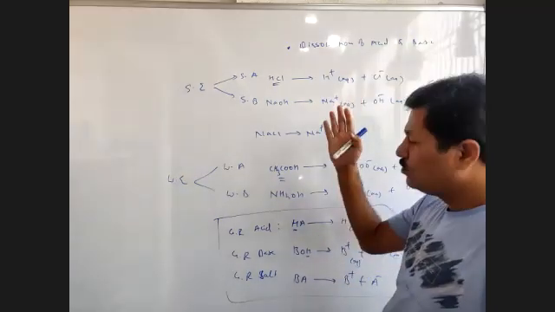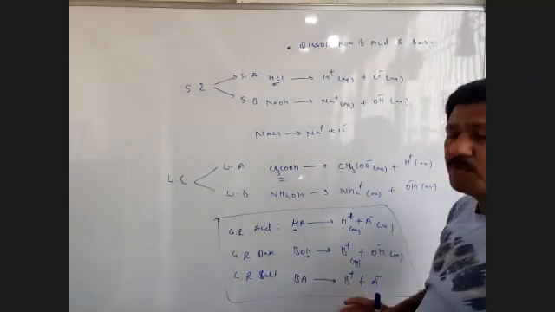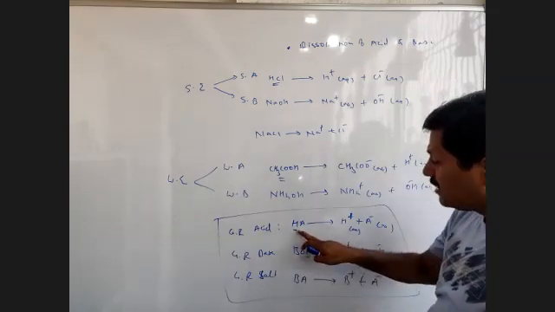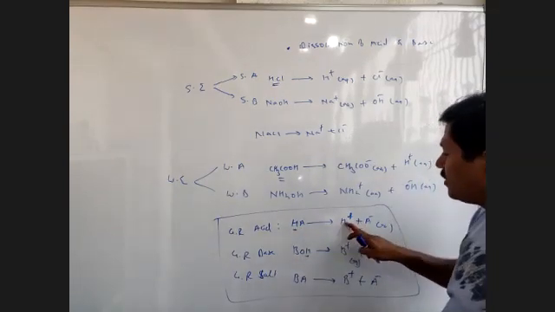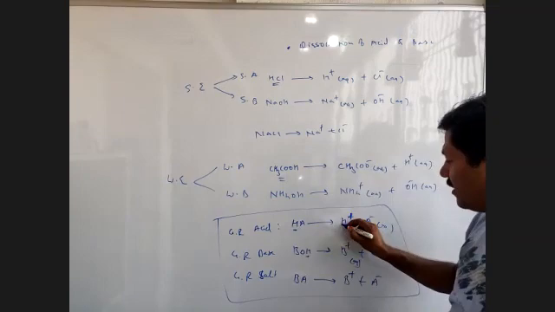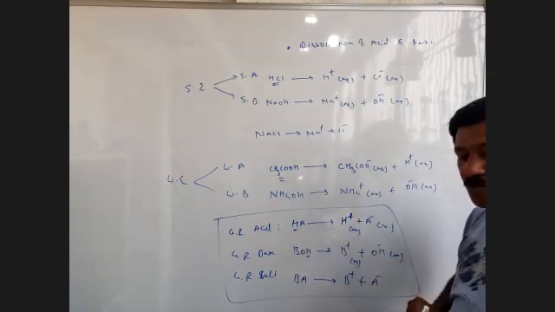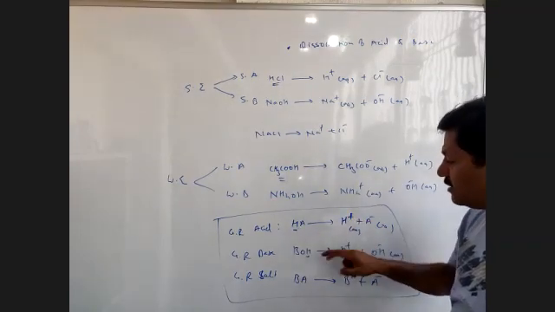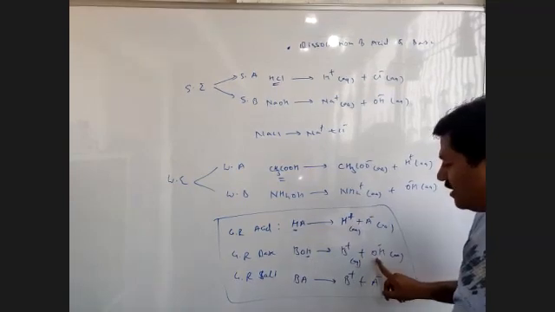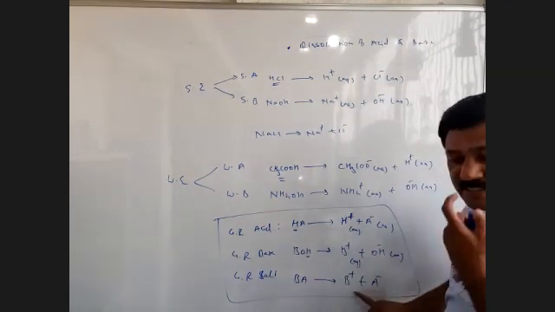Initially, what we need to remember is very easy. According to Arrhenius theory, an acid is the substance which produces H plus ions. So this is where you can get H plus ions. According to Arrhenius theory, acid produces H plus ions, base produces OH minus ions, and salt produces cations and anions. That is what we can see here.